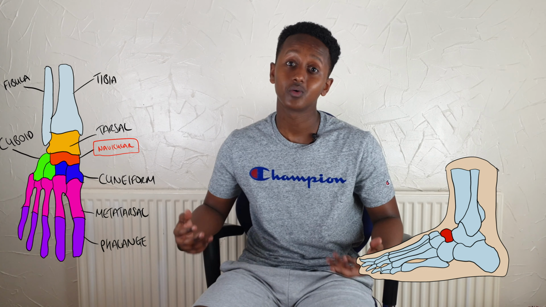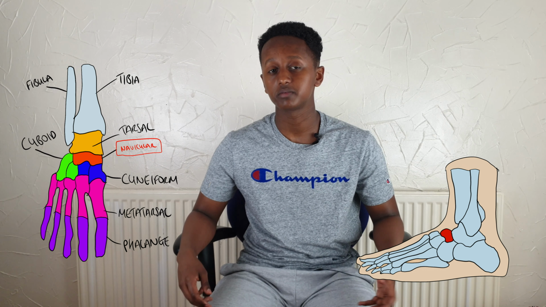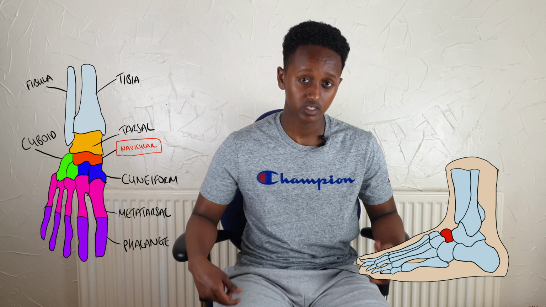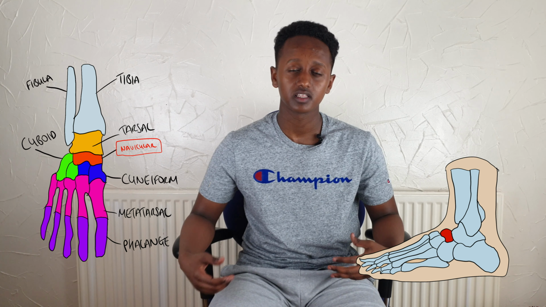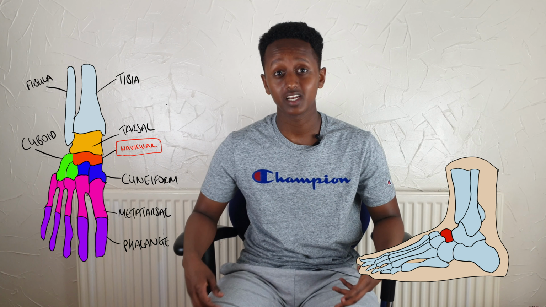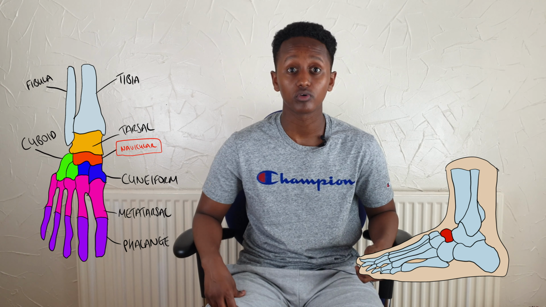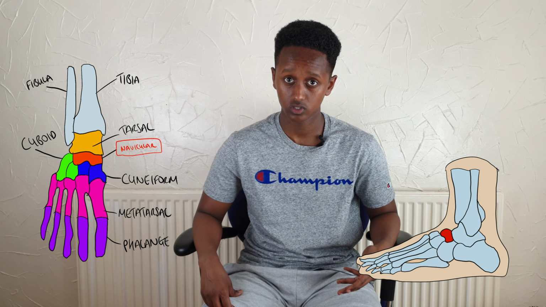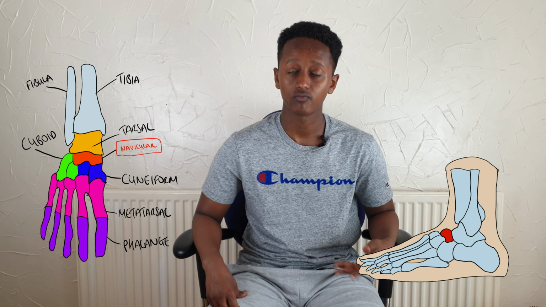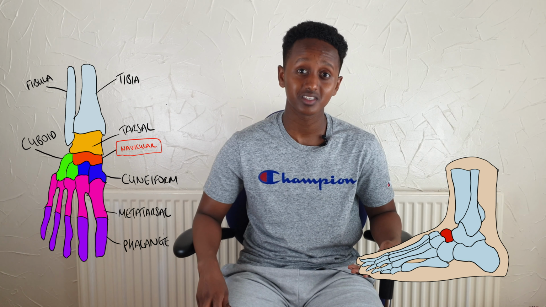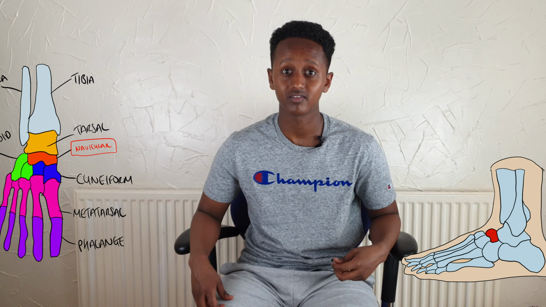To understand the disease, you first have to look at the medical anatomy of the feet. The foot is made up of 3 parts: the hind foot, the midfoot and the forefoot. The hind foot is made up of the talus and the calcaneus bone. The midfoot is made up of the navicular, cuboid and cuneiform bones, and the forefoot, which makes up the toes, is made up of the metatarsals and phalanges.